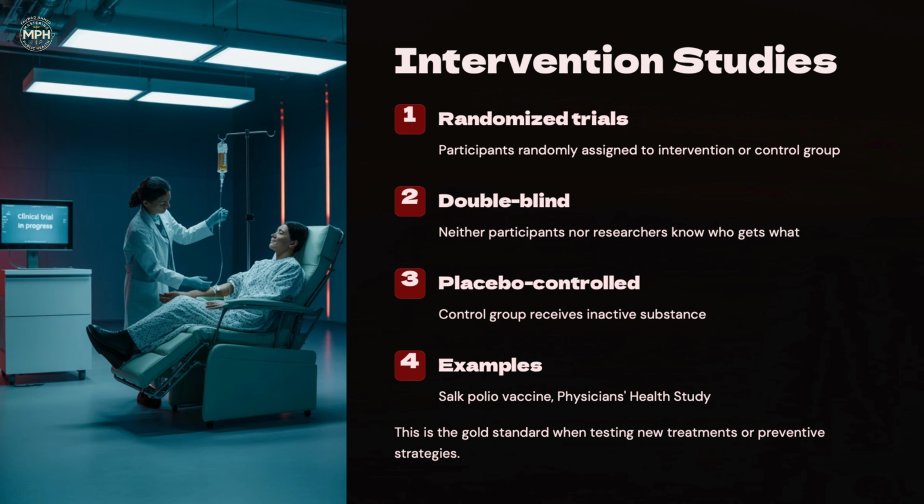A classic example is the 1954 field trial of the Salk polio vaccine, which used a randomized, double-blind, placebo-controlled design with over 400,000 school children. This trial demonstrated that the vaccine significantly reduced polio incidence. The Physicians' Health Study is another example, which tested aspirin and beta-carotene, finding that aspirin significantly reduced heart attack risk while beta-carotene did not reduce cancer incidence.